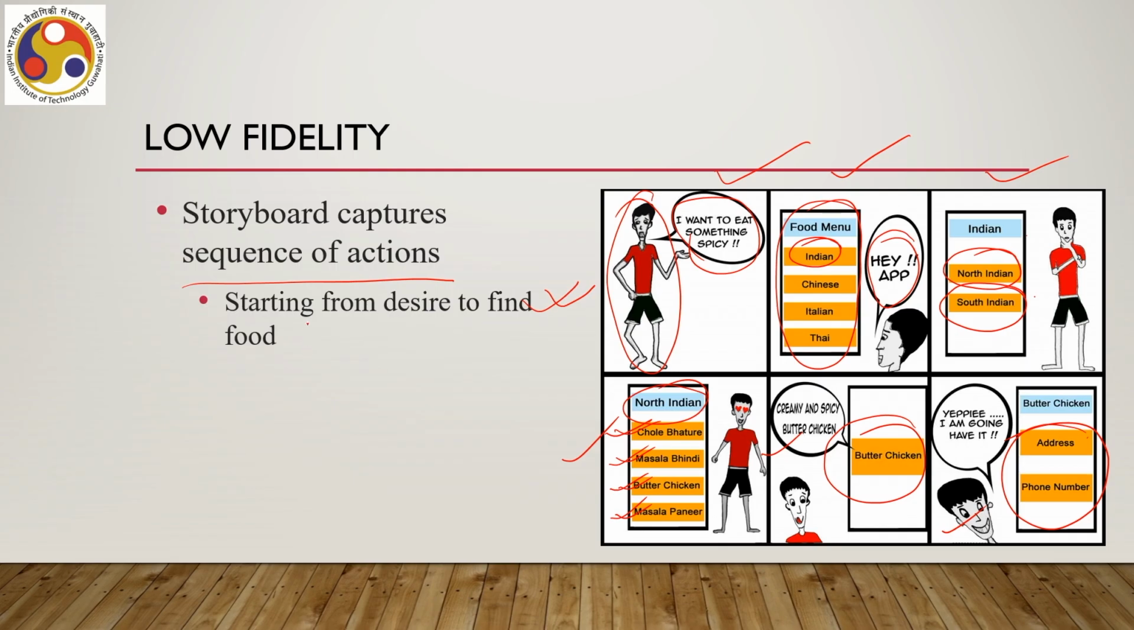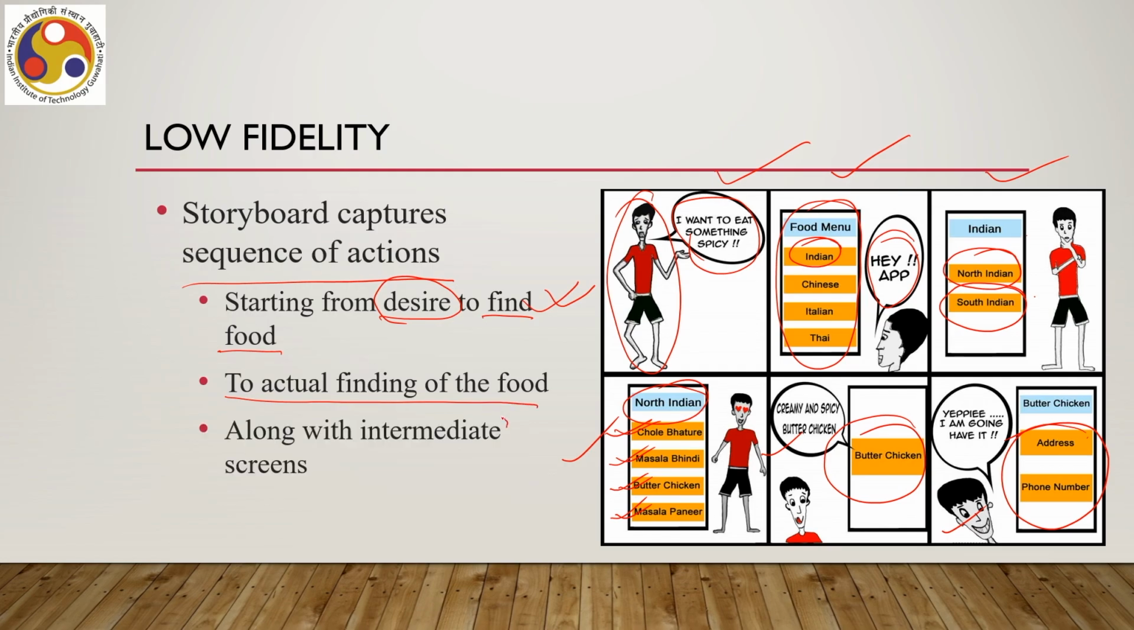So, in this storyboard what we can see is that it starts from the very first step, that is the desire to have the food, and ends at the last stage, that is the food is found, the actual finding of the food. And it also shows the intermediate screens. So, that is the main idea, that from the beginning to the end, what are the things that the user does and what are the things that the user gets to see, that is what is captured in this storyboarding approach.